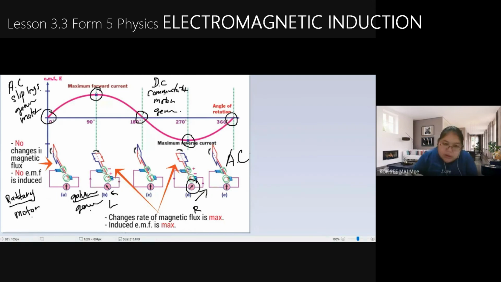That's all. This one is fixed. Motor must have a battery. Generator must have a galvanometer. Okay.